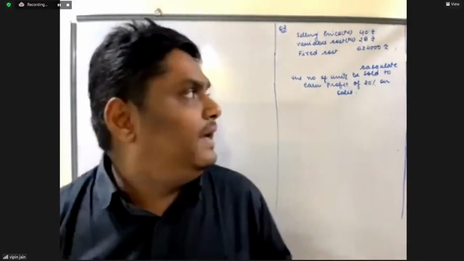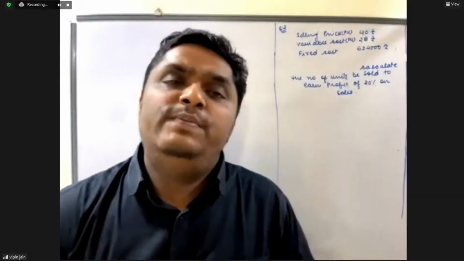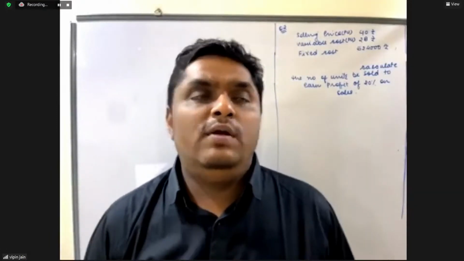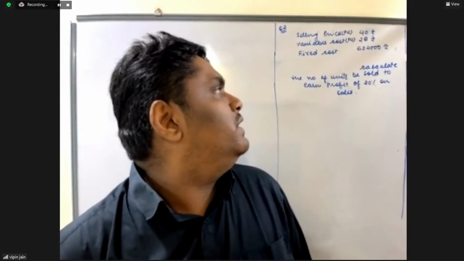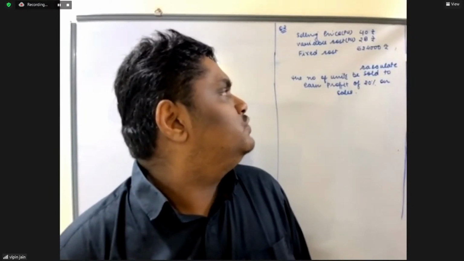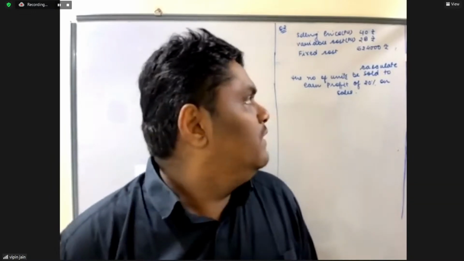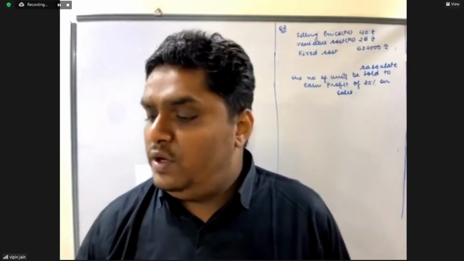Waiting for your answers, guys. My selling price per unit is 40. My variable cost per unit is 28. My fixed cost is 6,24,000. Calculate the number of units to be sold to earn a profit of 20% on sales. Waiting for your answers.